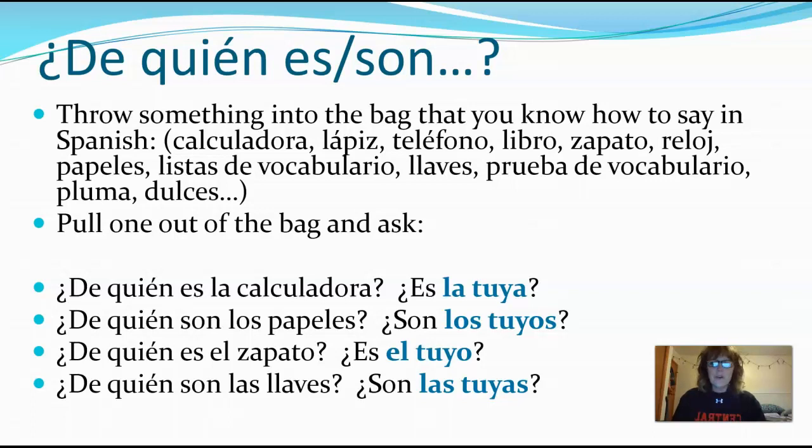Notice that if there were plural things, ¿de quién son los papeles? ¿Son los tuyos? ¿De quién es el zapato? ¿Es el tuyo? Masculine, okay? ¿De quién son las llaves? ¿Son las tuyas? Sí, son las mías. No son las mías.